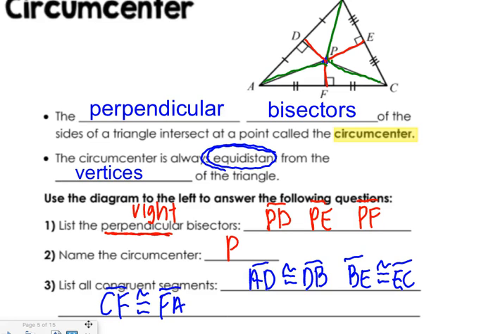Would PD, PE, and PF be equal? No, because PF is way shorter. Right, those ones aren't equal. But PB is congruent to PC and AP. Told you there's a lot going on.